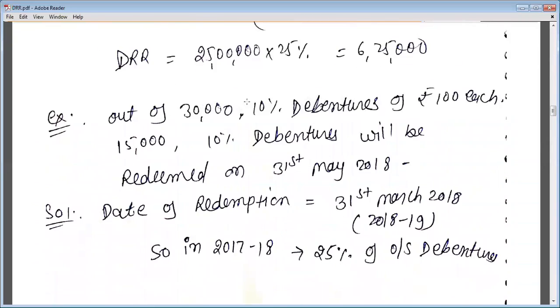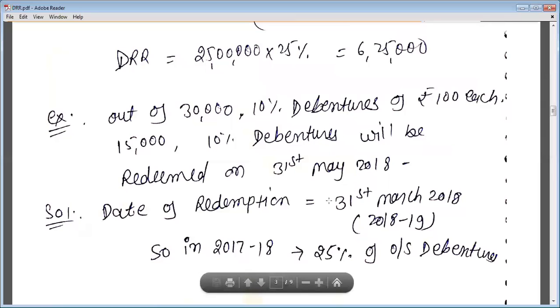Let's have another example. Out of 30,000, 10% debentures of 100 each, 15,000, 10% debentures will be redeemed on 31st May 2018. This date, 31st May 2018, falls under 2018-19, that means from 1st April 2018 to 31st March 2019. So this date falls under year 2018-19. So we have to maintain DRR up to 31st March 2018.